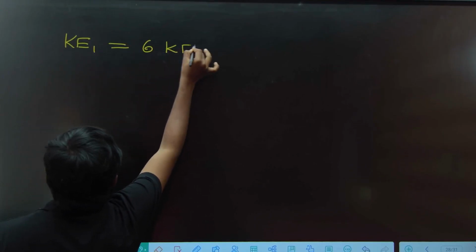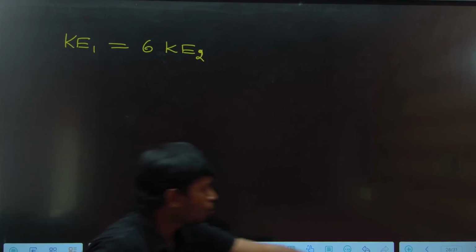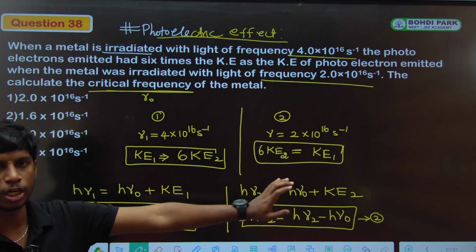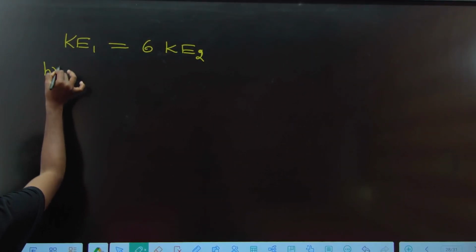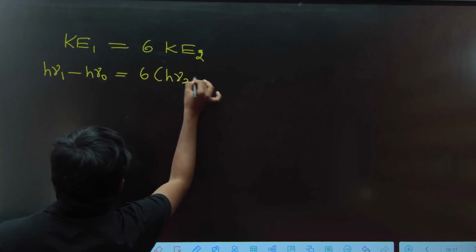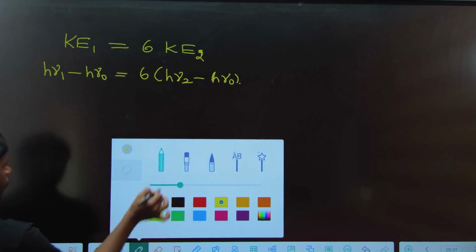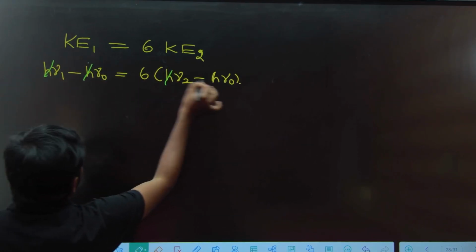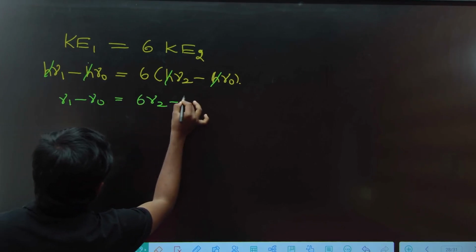So what is given to us? Kinetic energy 1 is equal to 6 times kinetic energy 2. This is the data given. Now we have not found kinetic energy 1 and 2 separately; we substitute equations 1 and 2. So h mu 1 minus h mu naught is equal to 6 into (h mu 2 minus h mu naught). Here h is common, so we can cancel it. So mu 1 minus mu naught is equal to 6 mu 2 minus 6 mu naught.